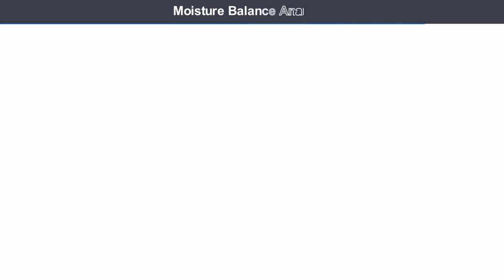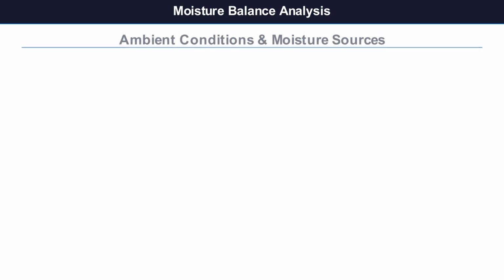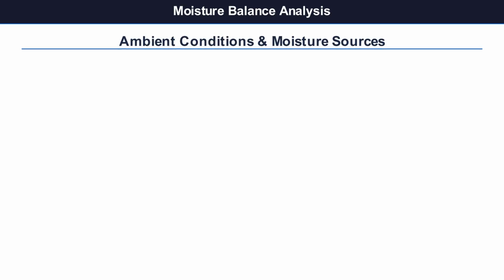Welcome to this lecture on moisture balance analysis in building physics. In this video, we will work through a complete four-step calculation to determine the steady-state indoor relative humidity of a newly constructed apartment and assess whether condensation risk is present. We begin by identifying the boundary conditions and all moisture sources acting on the space.